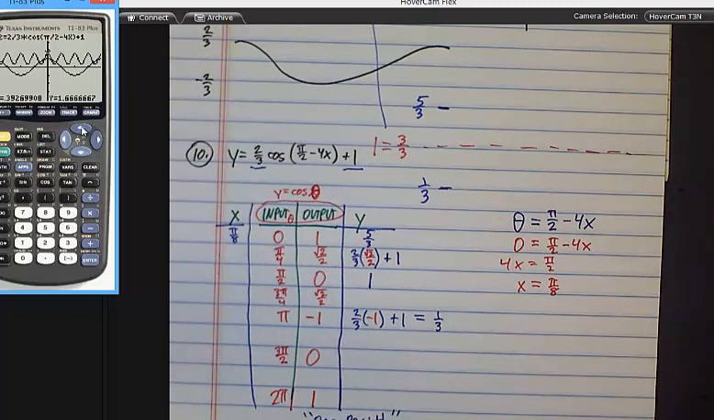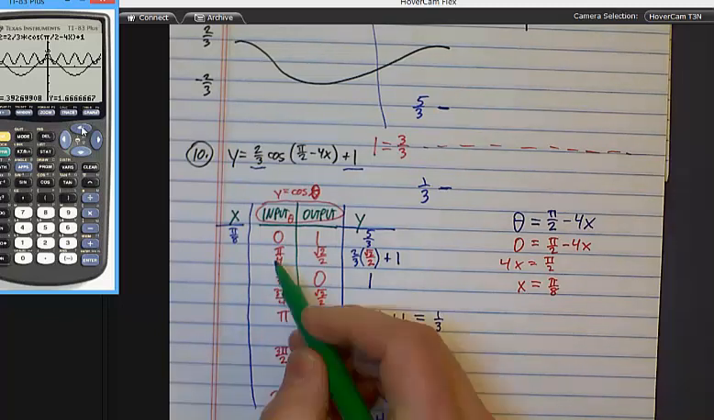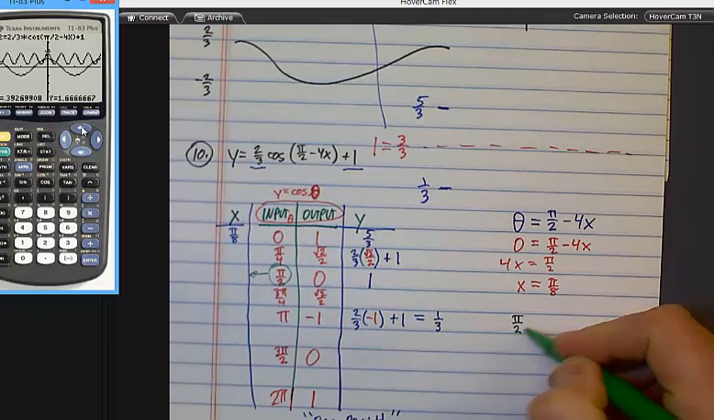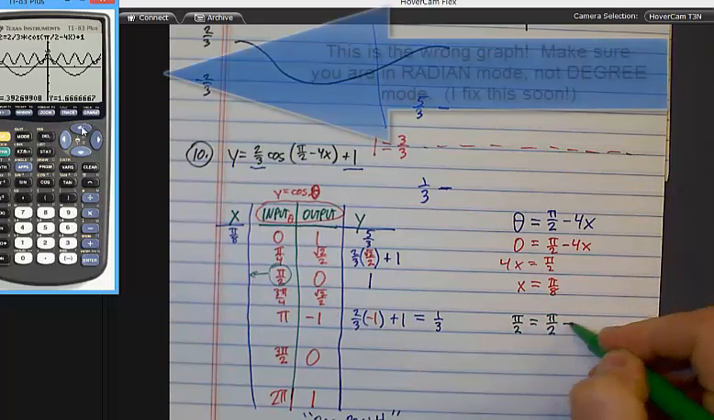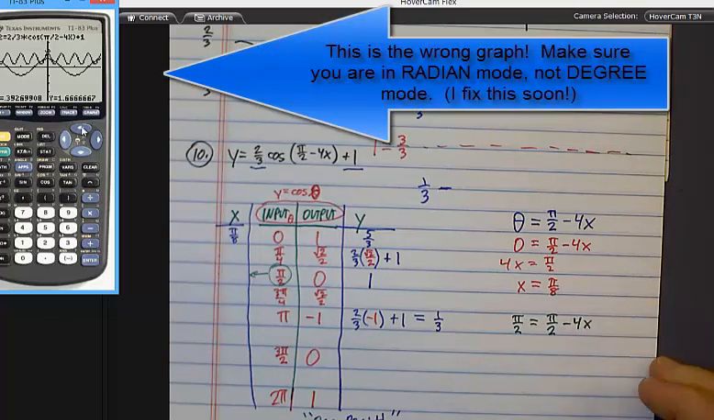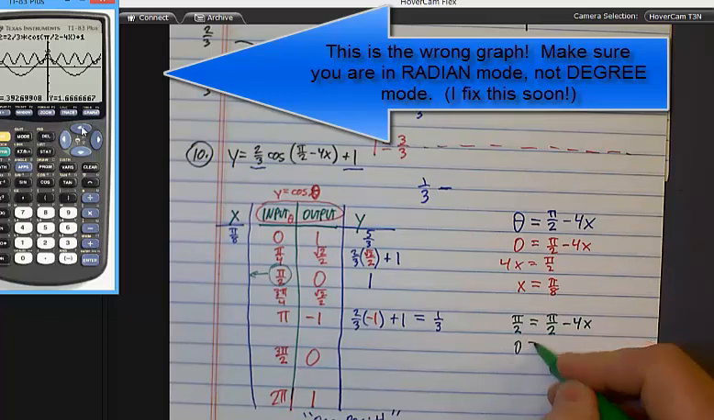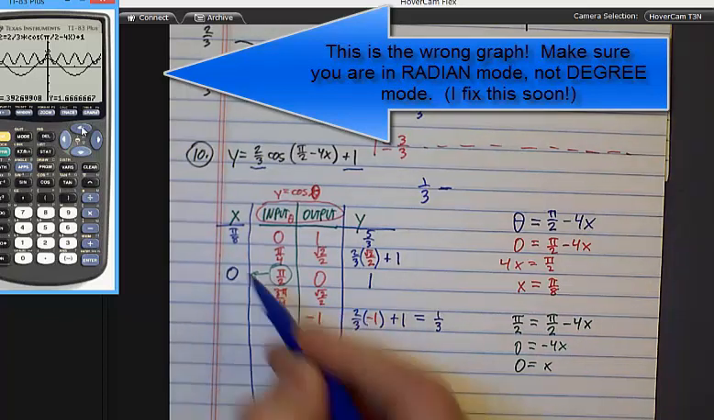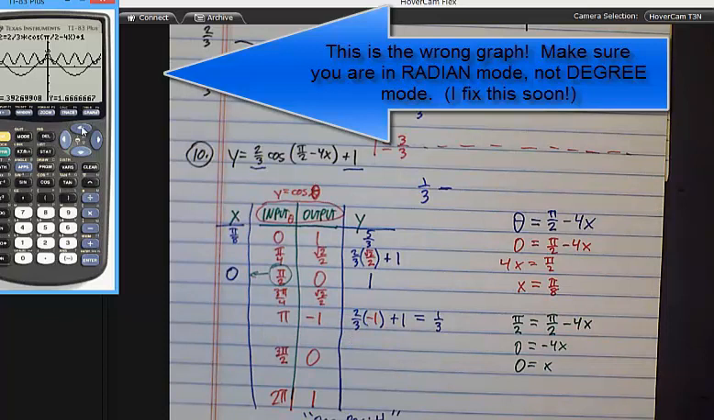Let's go for pi over 2. So to go for this pi over 2 and figure out what input corresponds, try it, guys. Pi over 2 equals pi over 2 minus 4x. Right? Oh, so when we solve, what do we get? x equals 0. Right? So what does that tell me? That tells me that if I input 0 into this thing, then the output should be 1.